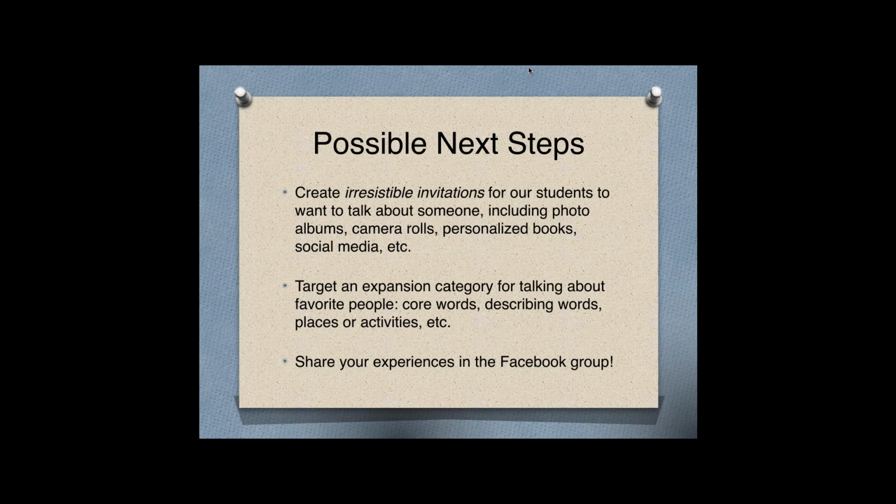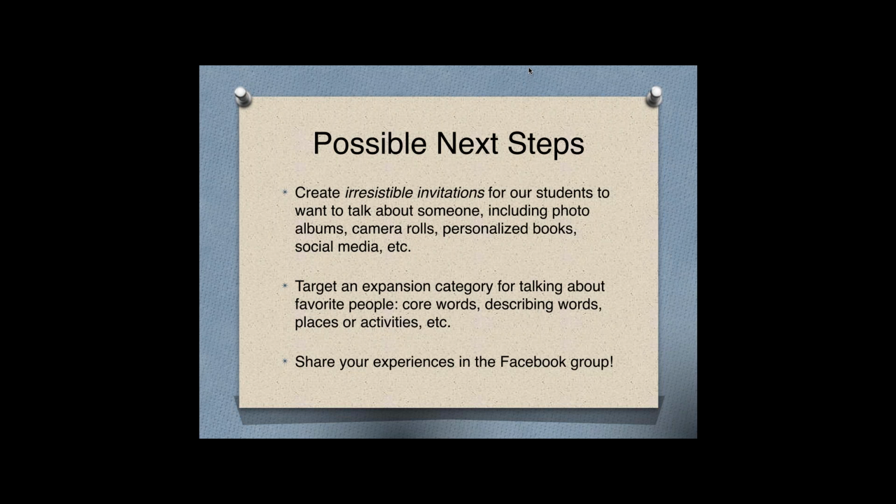In terms of your possible next steps following this webinar, try to think about creating what we might call irresistible invitations for our students to really want to talk about someone. They have who's and he's and she's in their lives who they really care about and are excited about. And what we want to do is create as many opportunities as possible where they are just burning to talk about those people. So those kinds of invitations can be as simple as a photo album, the camera roll on their iPad or on our smartphones. It can be personalized books.